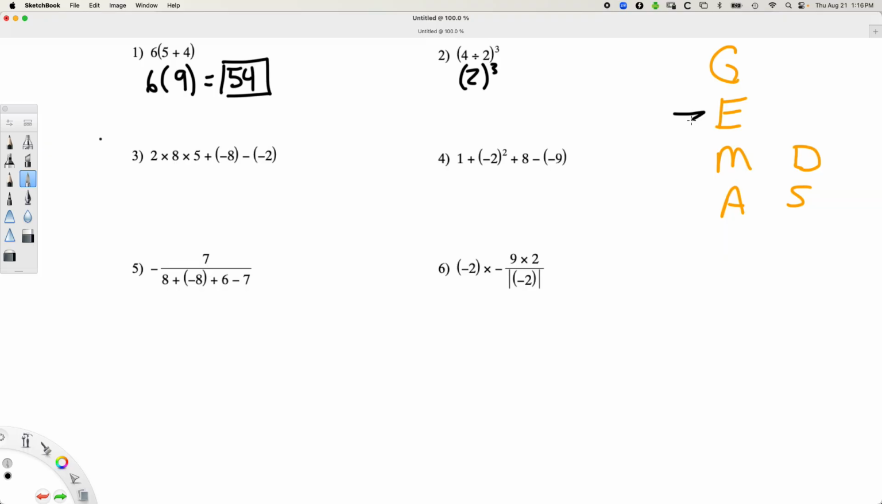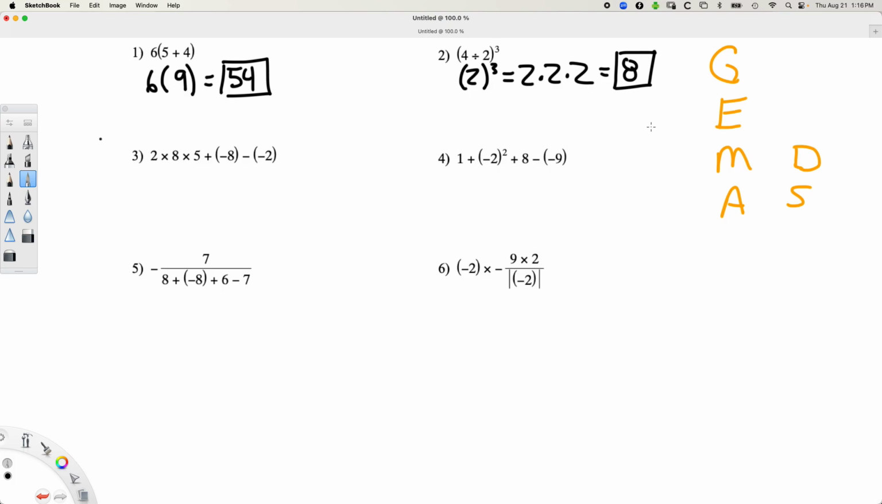Do I have any exponents? Yes, right here. That cube, that 3, is an exponent. We call it 2 cubed or 2 to the 3rd power. What that means is 2 to the 3rd power is 2 times 2 times 2. 2 times 2 is 4. 4 times 2 equals 8. So our final answer is going to be 8.